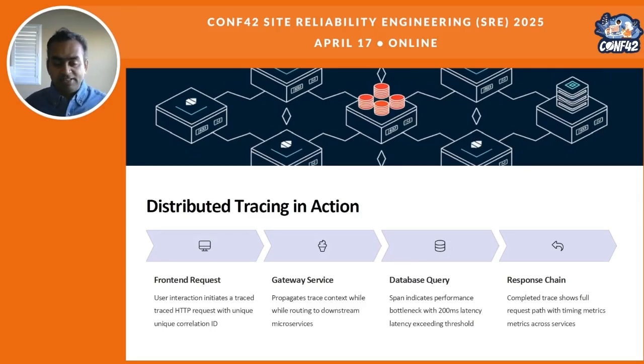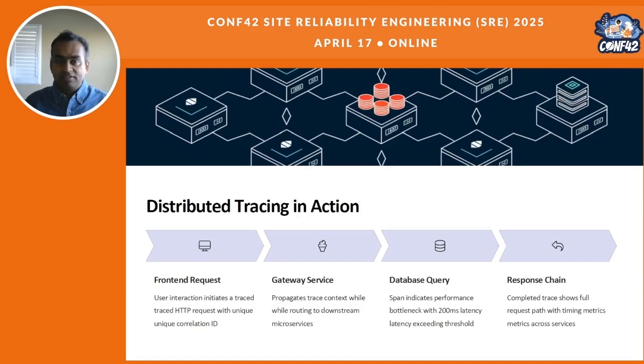It starts, as you can see from the left hand side, all the way from the front end request. User interaction initiates a traced HTTP request with a unique correlation ID. It then propagates trace context while routing to downstream microservices. At the database query level, spans indicate performance bottlenecks with 200 millisecond latency exceeding threshold. And finally, the completed trace shows the full request path with timing metrics across services. It's called the response chain.